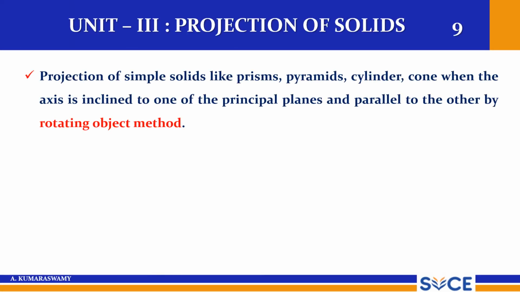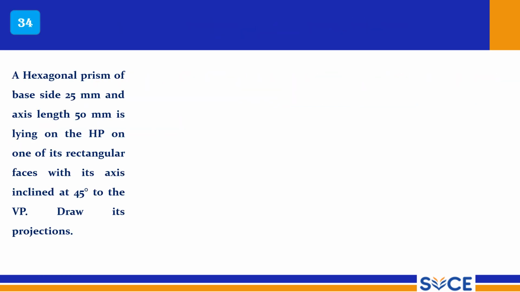So rotating object method, it is also known as change of position method. So 34th problem we see here. A hexagonal prism of base side 25 mm and axis length of 50 mm. So base side is 25 mm, axis length is 50 mm, that is height, is lying on the HP on one of its rectangular faces with its axis inclined at 45 degrees to VP.